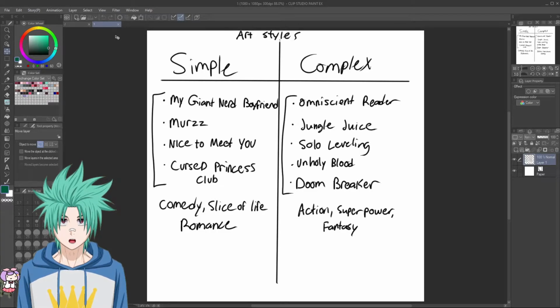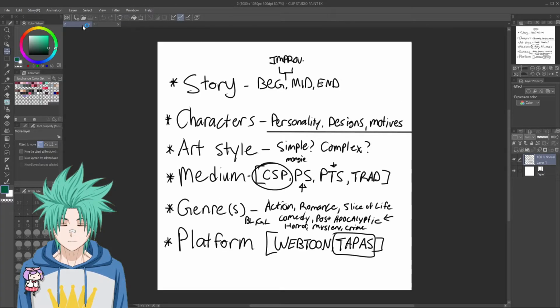And now I want to make a disclaimer that there is no right or wrong art style. It all depends on you. Trust me, I've seen both, and they're both great. So there is no right or wrong answer for art style. So do what you feel. I've even seen black and white Webtoons, and I enjoy those as well. So yeah, moving on to medium.